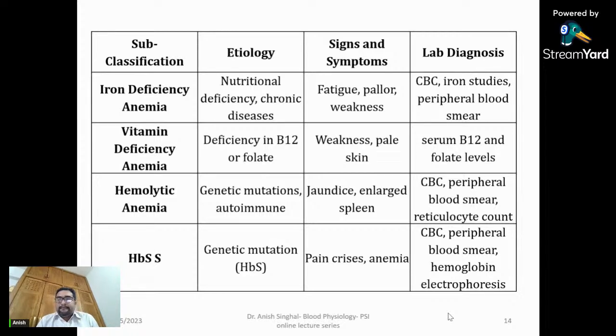So how do you understand this? Again, CBC. Because of hemolysis, because of breakdown of the RBCs, there would be a low number of RBCs present in the blood.